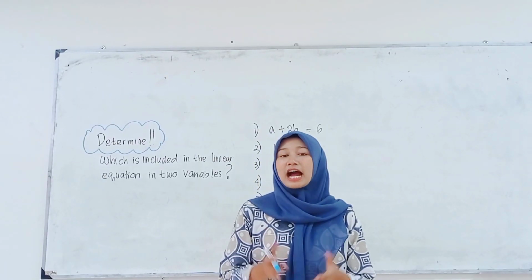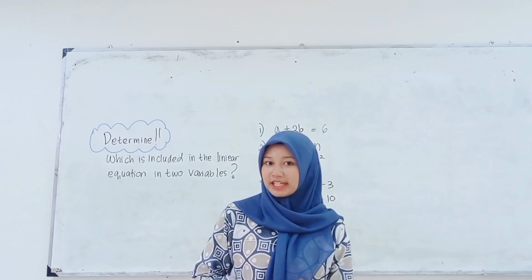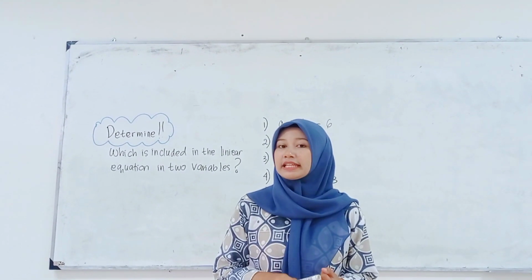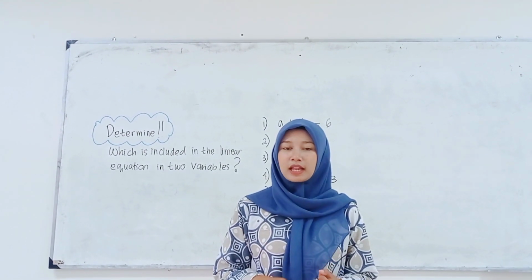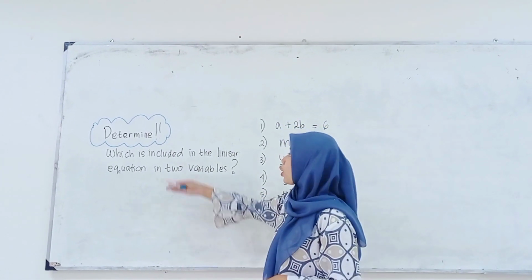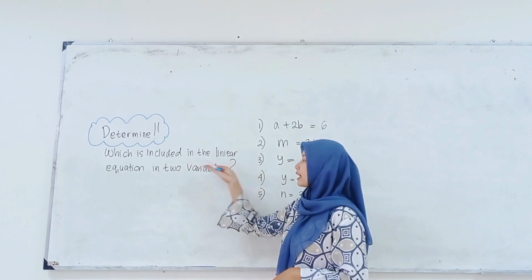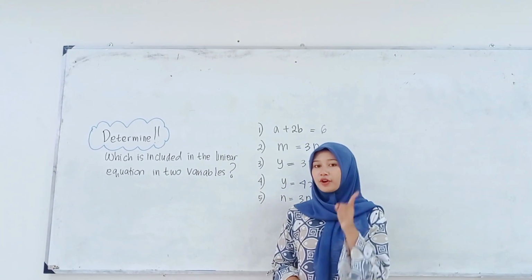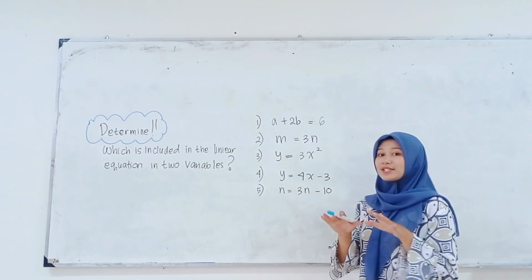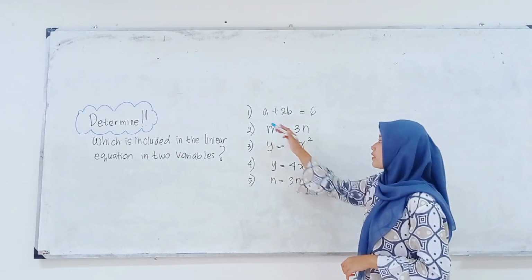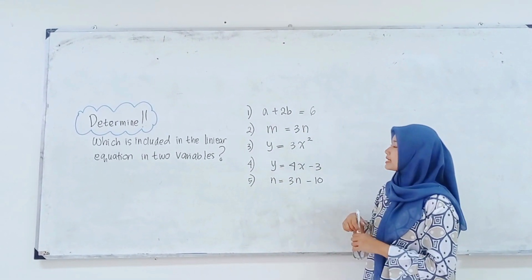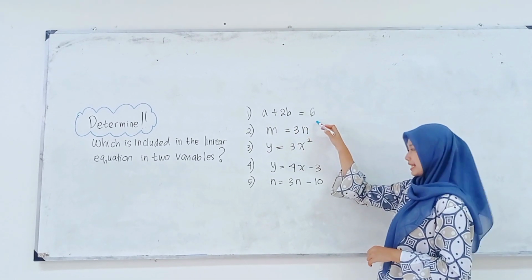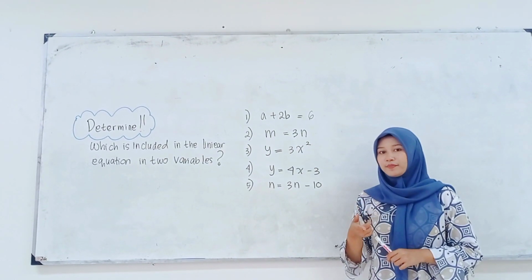Okay, guys. After we learn about the definition, characteristic, and components of linear equation in two variables, please determine which is included in the linear equation in two variables. I have 5 questions for you. We can discuss together, okay? The first equation is a plus 2b equals 6. Is this included or not?